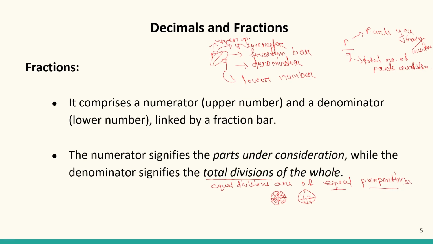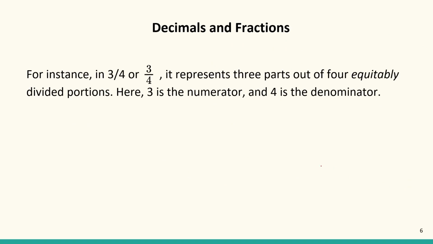So for instance, we can see 3 by 4. Here is the fraction bar, the fraction, and the numerator. What it means is you have 3 parts, and 4 means a total of 4 equal proportions available.